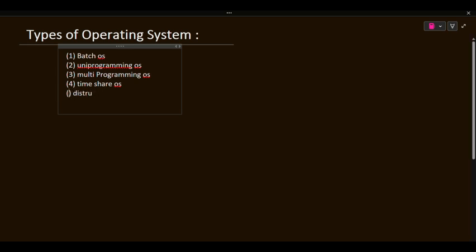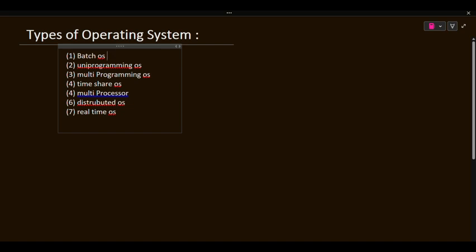It's actually the sixth one. Fifth one is multi-processor operating system. Don't confuse multi-programming and multi-processor operating system. Both are different. I'm going to give the detailed explanation of each type of operating system now. And the last one is real-time operating system.